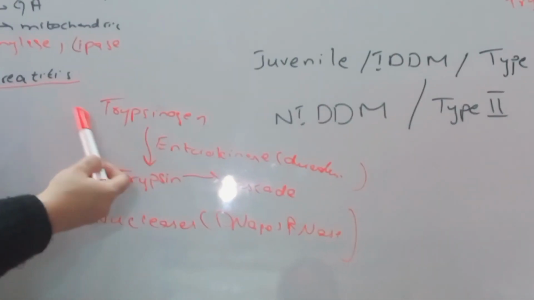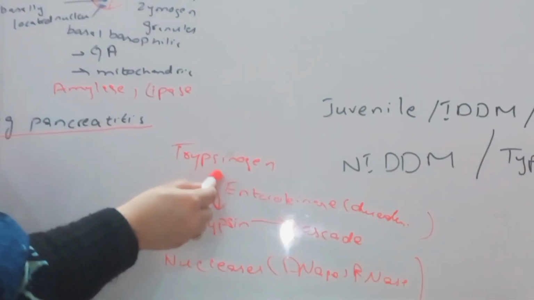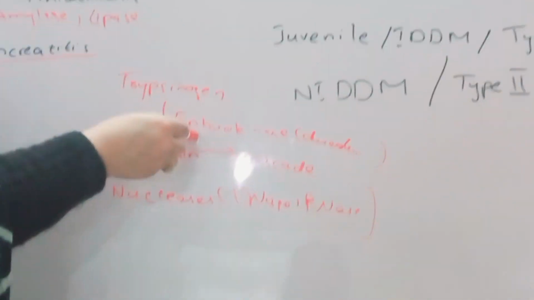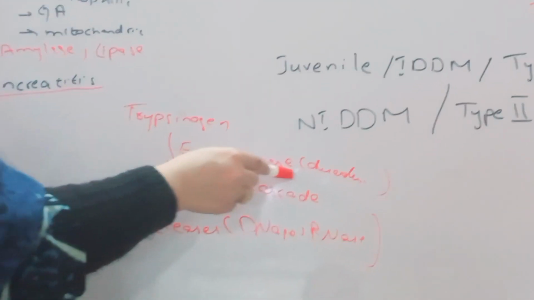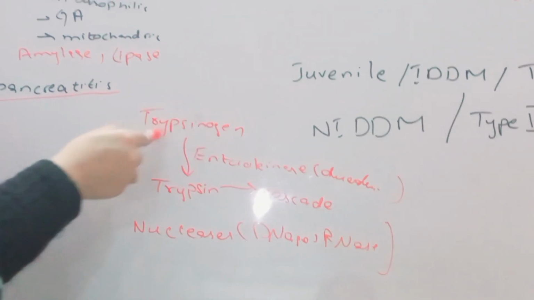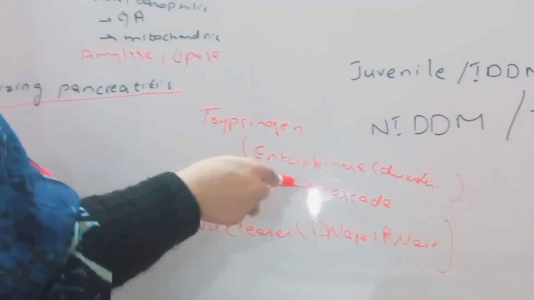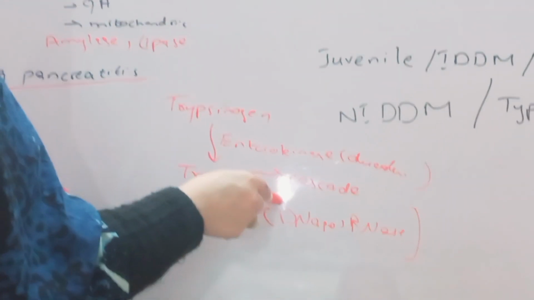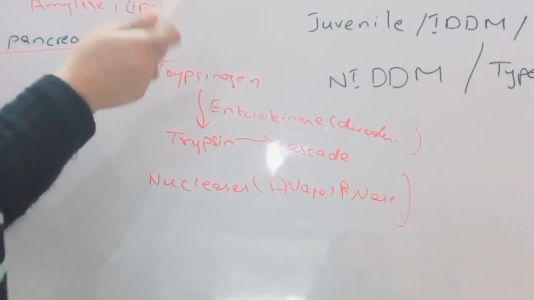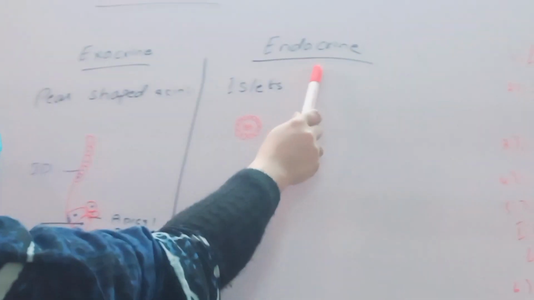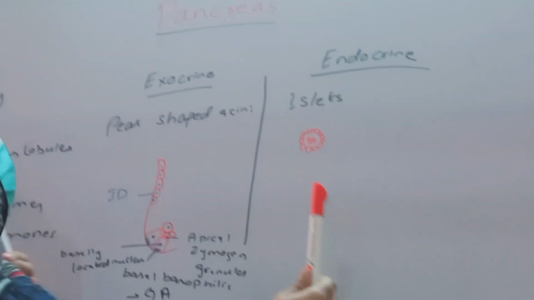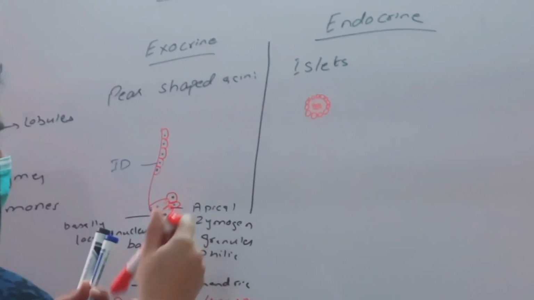In case of trypsinogen, I told you this is secreted in inactive form. When the enterokinase enzyme is secreted from the duodenum, it is converted into trypsin, and it will in turn activate a cascade of protein digesting enzymes. The other portion of the pancreas is the endocrine portion. This has the islets of Langerhans, which are a very important feature of the pancreas, the islets of Langerhans.